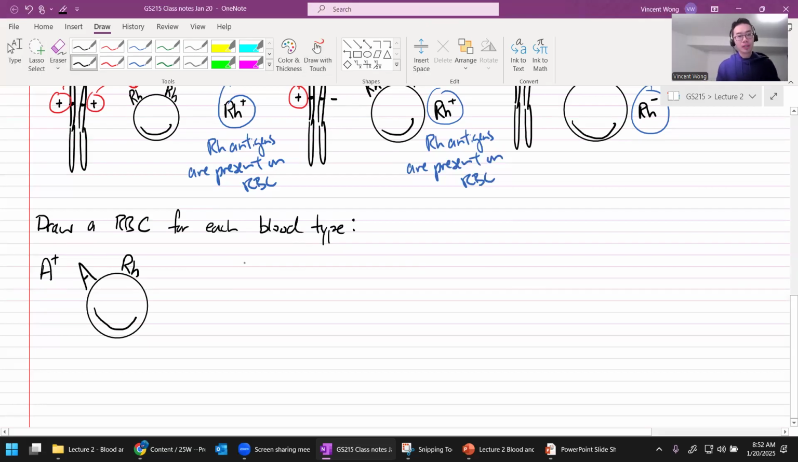If you do, please draw AB negative. And I'm going to give you 30 seconds to do that. There's your red cell. AB negative. What's going to be on the surface?